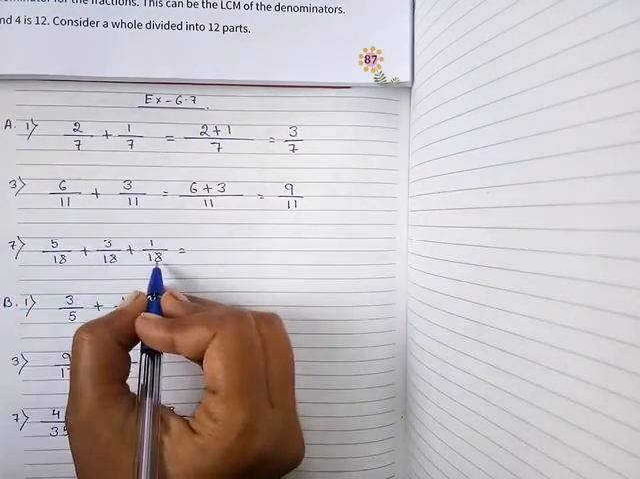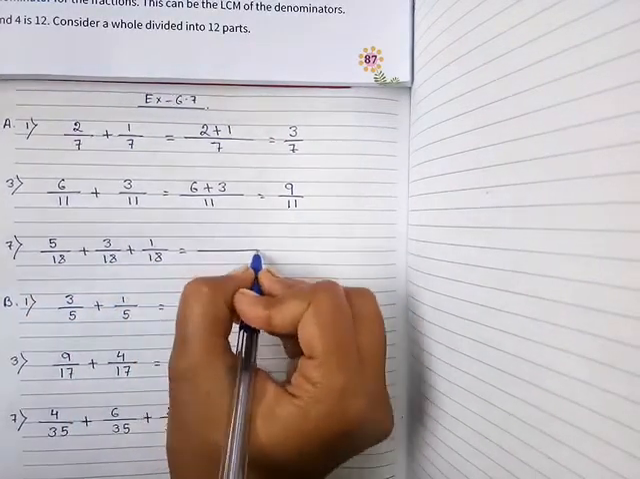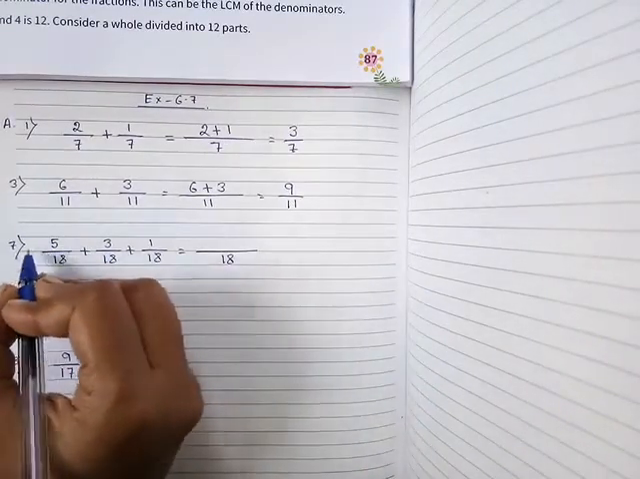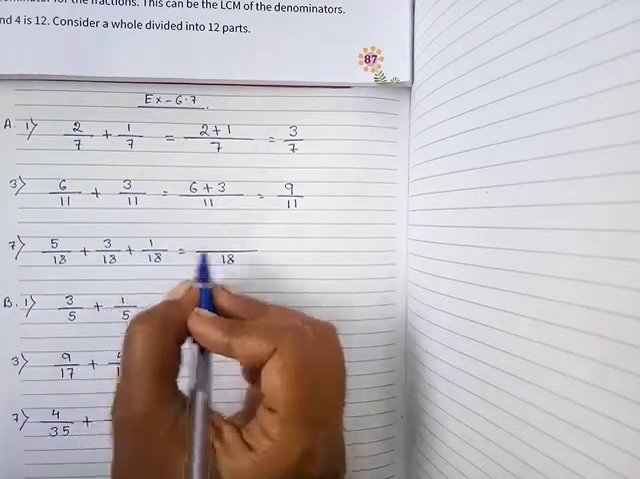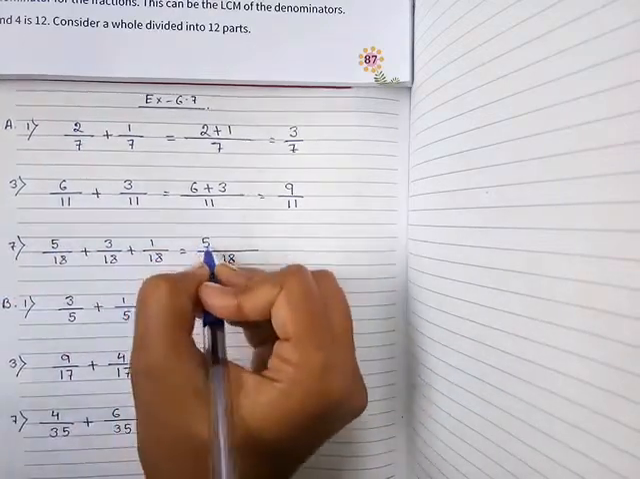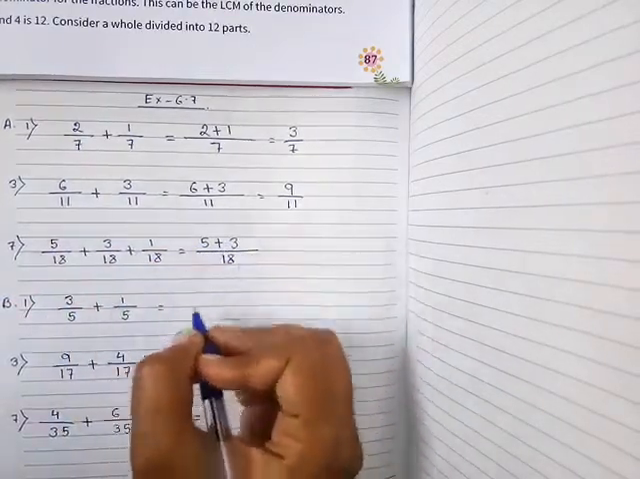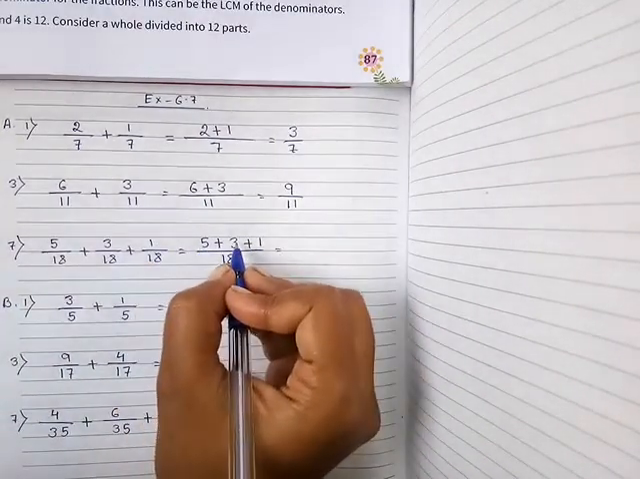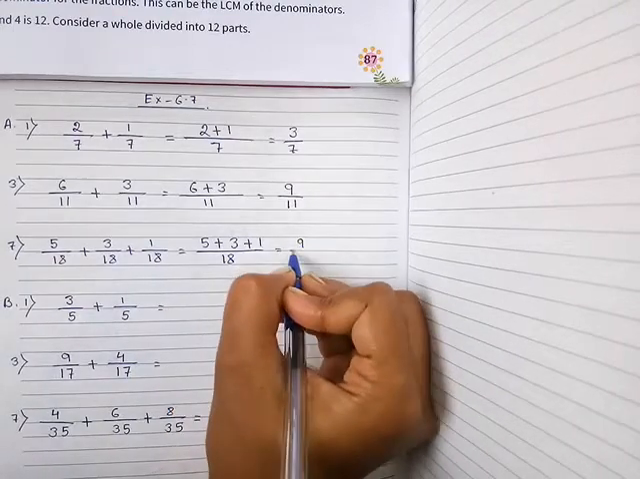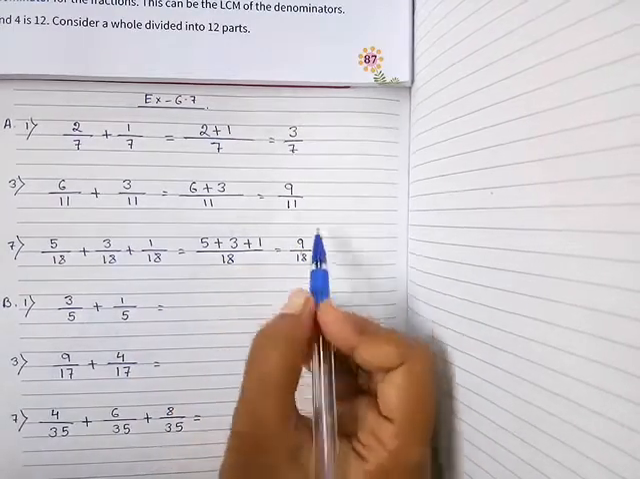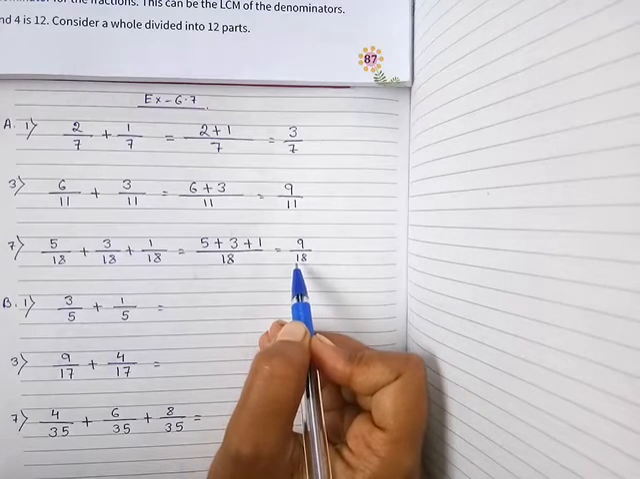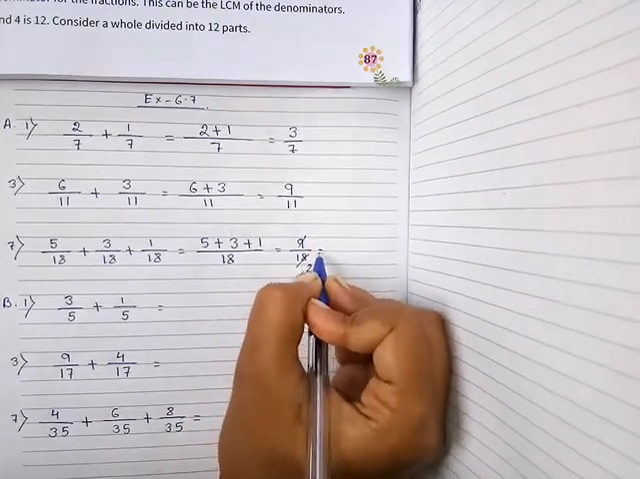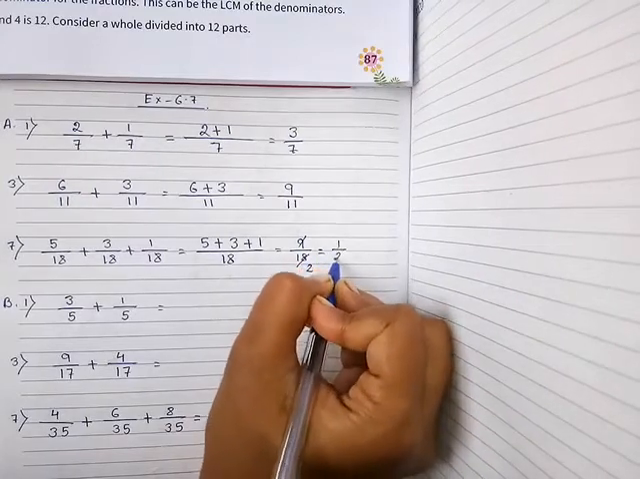Question 18: the denominators are the same. First write down the denominator. And here we are adding 3 numbers, so you have to write down 3 numbers in the numerator. First number is 5 plus second number is 3 plus third number is 1. 5 plus 3 is 8, 8 plus 1 is 9. 9 by 18. Here I am getting 9 by 18. We can simplify this fraction. 9 goes into 18, so my answer will be 1 by 2.